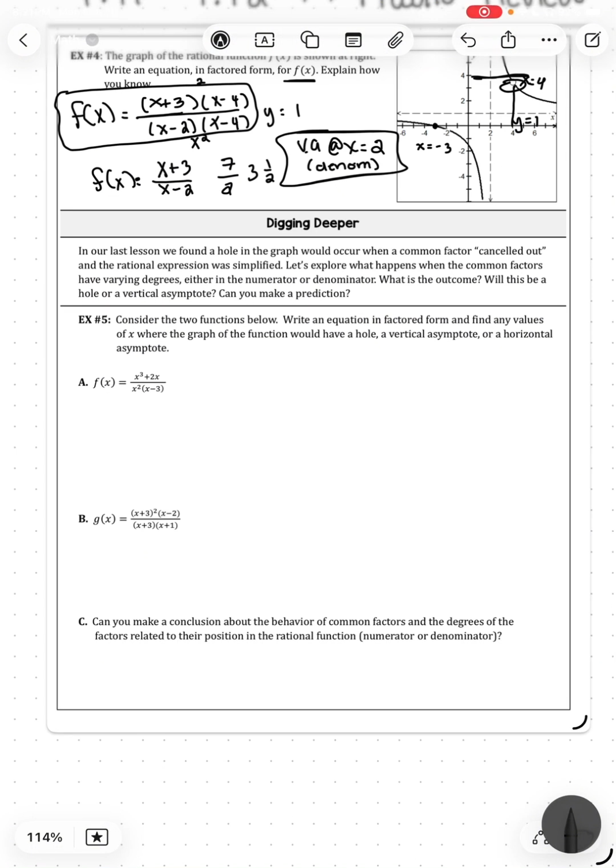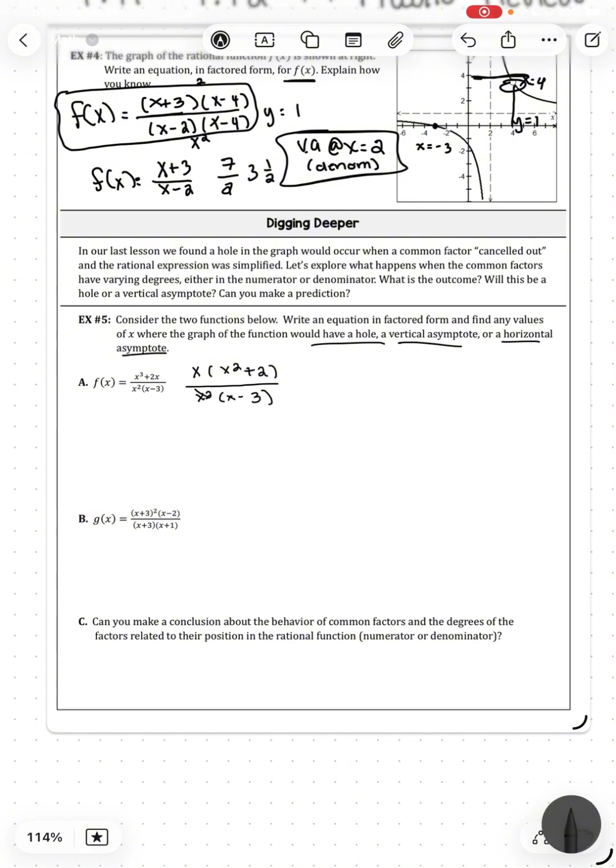Okay, consider the two functions below. Write an equation in factored form and find any values of x where the graph of the function would have a hole, a vertical asymptote, or a horizontal asymptote. Okay, for this equation, write in factored form. We know an x comes out, and we're left with x squared plus 2. And then at the bottom, we have x squared times x minus 3.